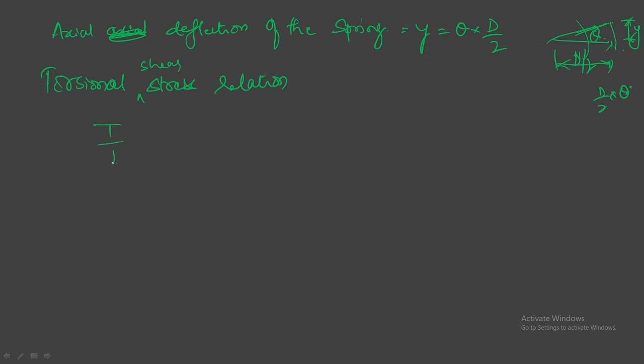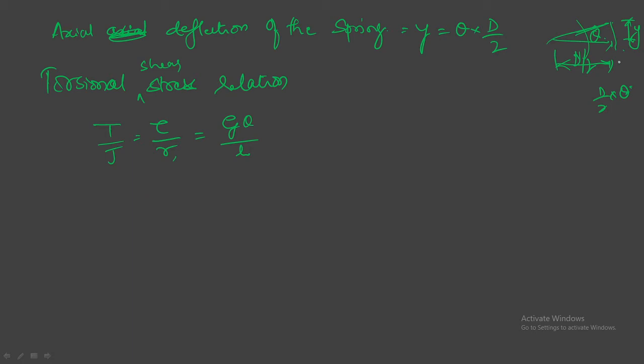So T by J equal to tau by R equal to G theta by L, right? G theta by L. Okay. So now in this case, the R is what? Capital D by 2. Okay. R is capital D by 2.